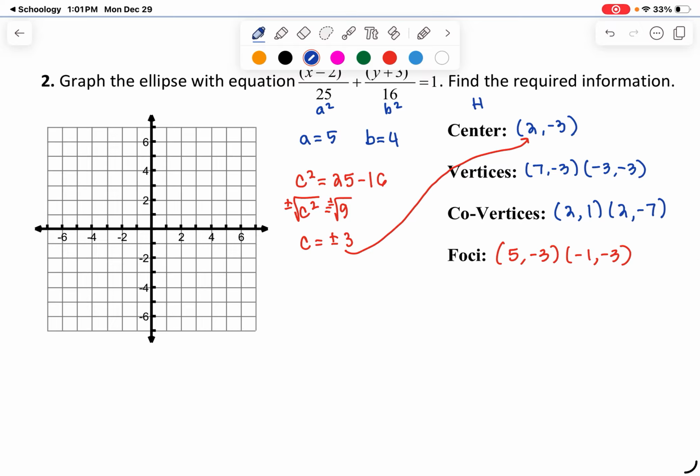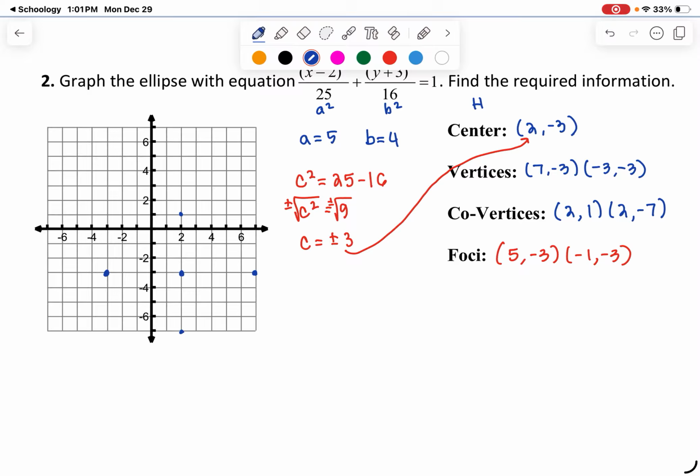I could have got those as I go. So on the next one, that's what I'm going to do. I'm going to use the graph paper to get the answers. 2, -3 is the center. 7, -3. Ooh, just right on there. -3, -3. That's gorgeous. 2, 1. 2, -7. Ooh, just fitting on there.